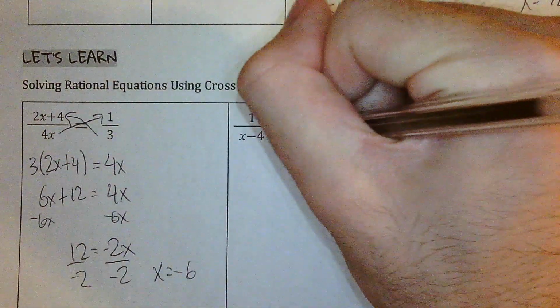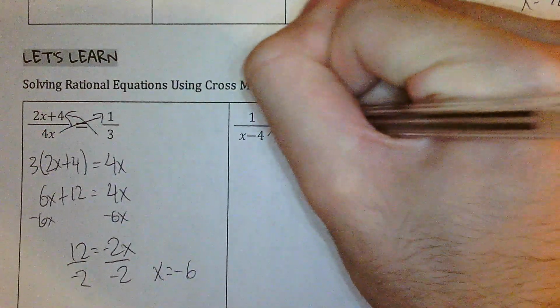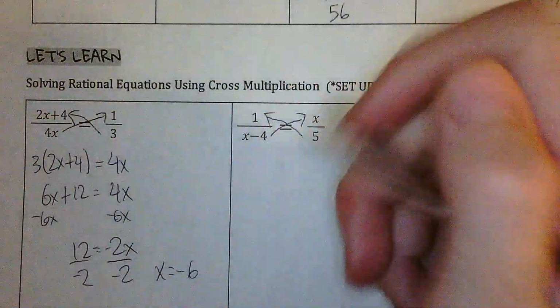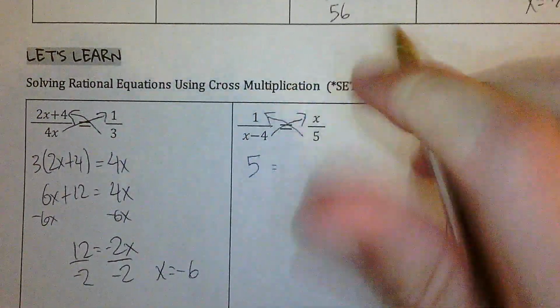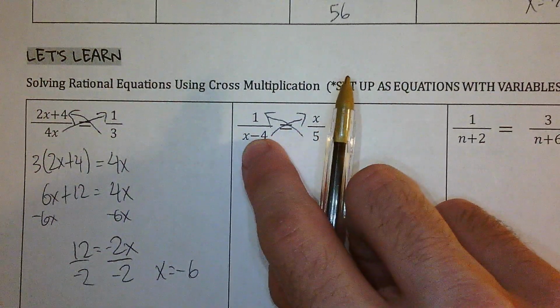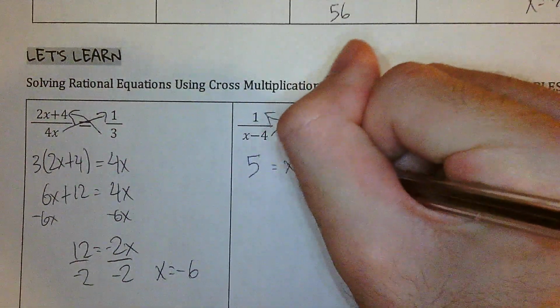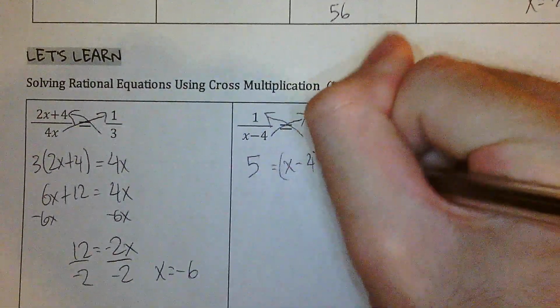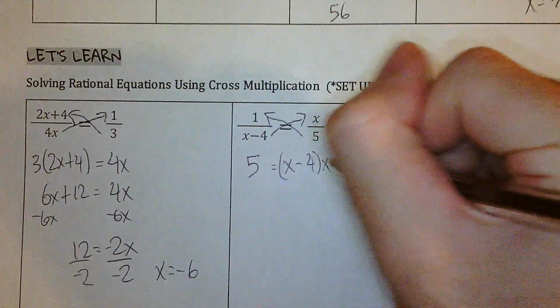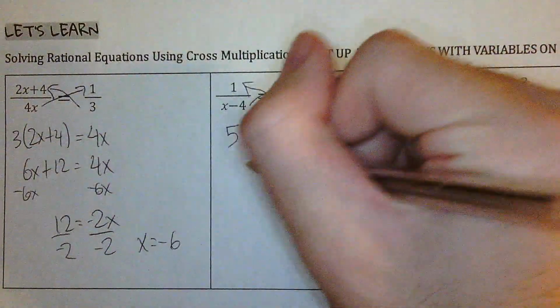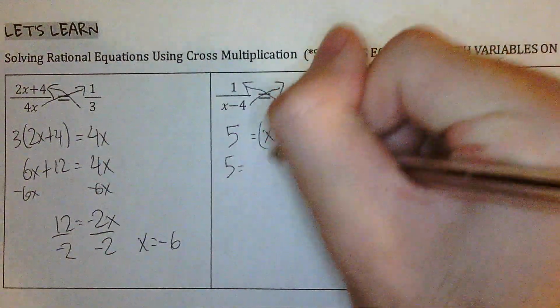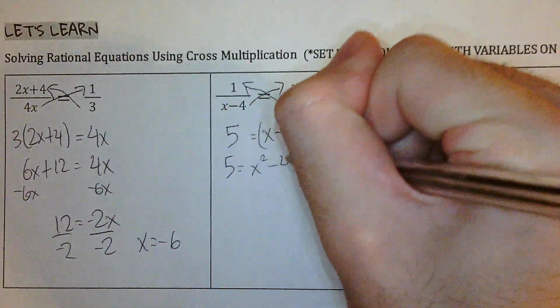For this one, I'm going to do the same thing. Alright, so that's going to be 5. And that's going to be x minus 4 times x. So after I distribute this x, we're going to have 5 equals, and we're going to have x squared, and we're going to have minus 4x.